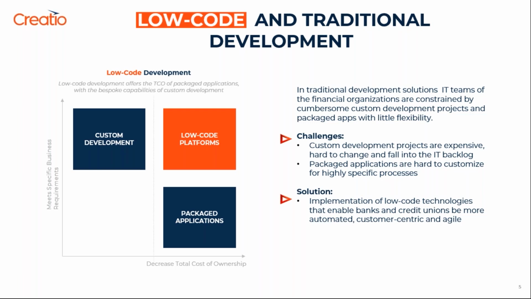So when you look at low code versus custom development, we can put it in a simple graph. On the x-axis is the total cost of ownership, and it is decreasing, so high is on the left side and low is on the right side. And the complexity, or meeting specific business requirements, is on the y-axis. Low code is specifically used when you are going after one particular use case, and the total cost of ownership should be much lower.